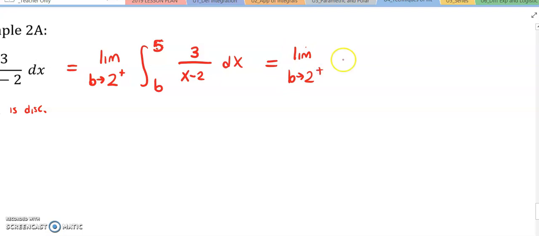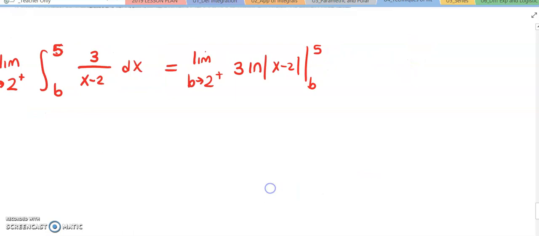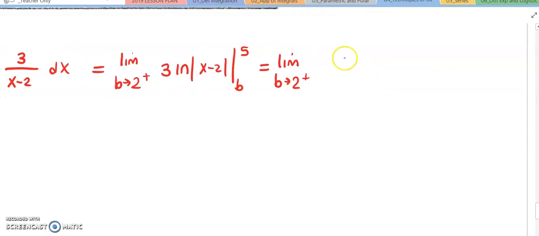So the antiderivative would be 3 natural log of x minus 2 evaluated at b and 5. So we're going to go ahead and do that. So again, make sure you write limit as b approaches 2 from the positive side. We have to write that. I know it might be a little tedious at times to continually have to write that over and over again, but remember that notation is really important in this.